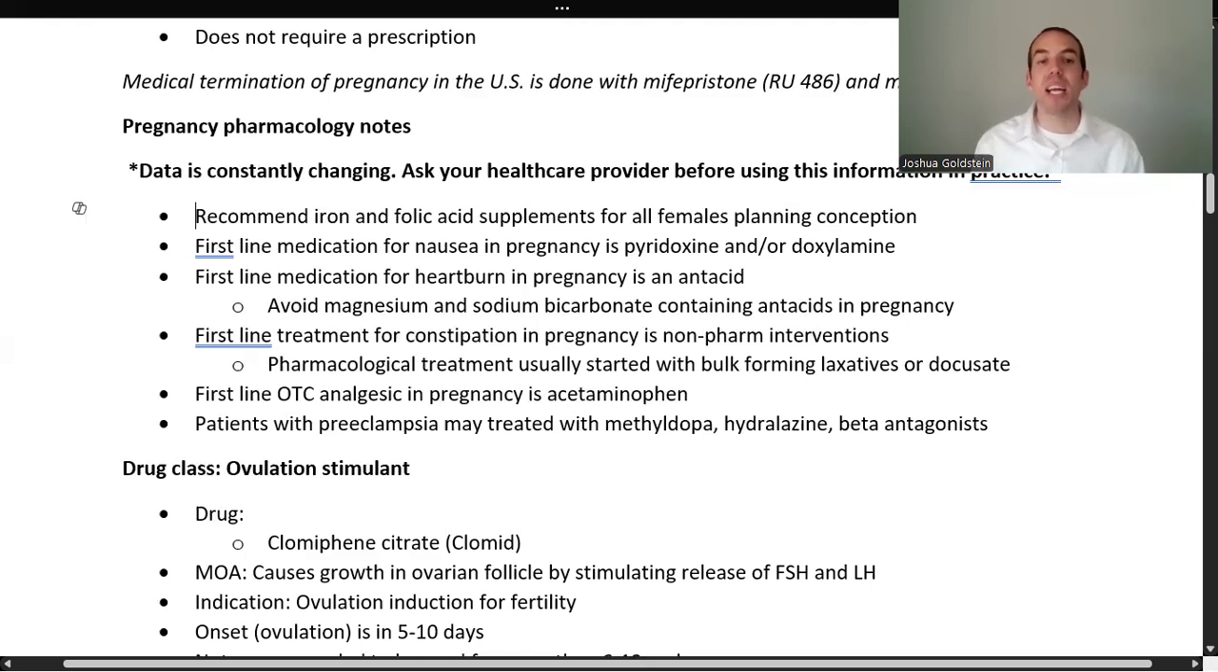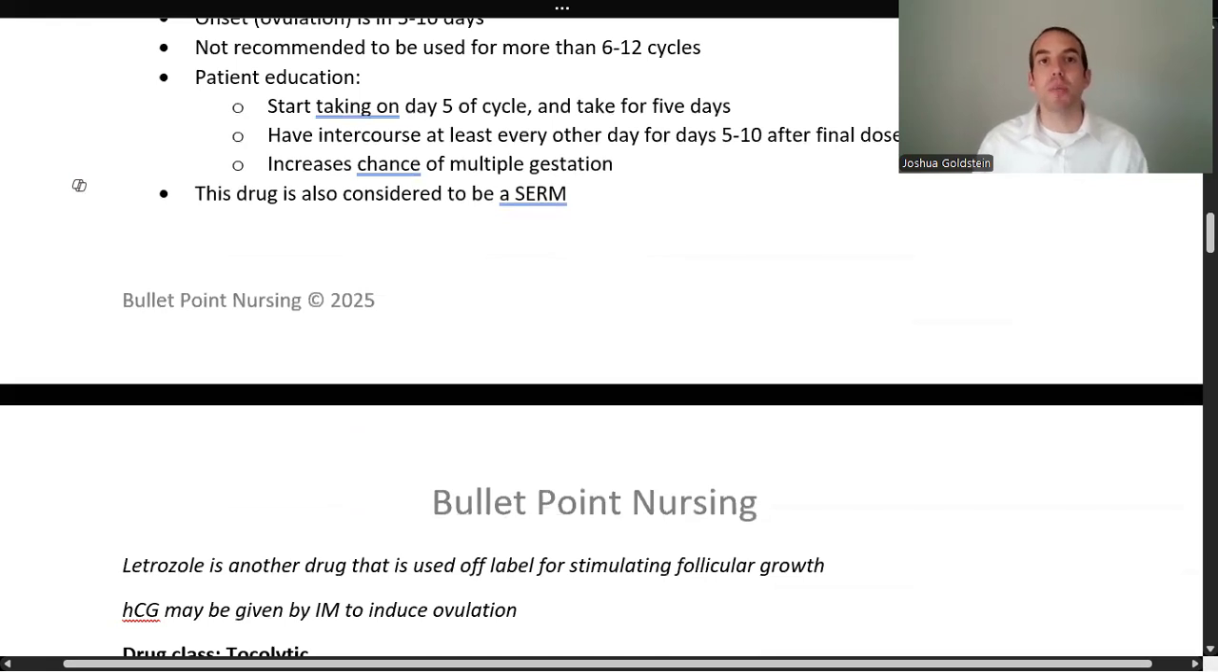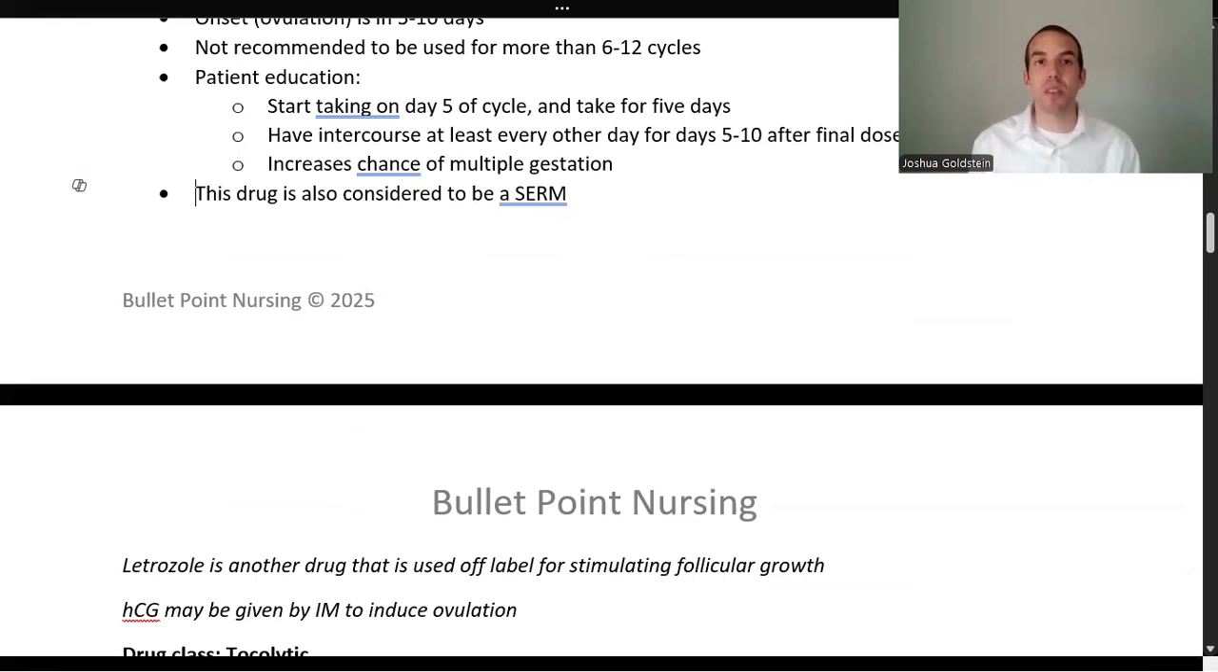What is it used for? It's used to induce ovulation. Generally, when a patient takes this medication, ovulation happens within 5 to 10 days of finishing the medication. So the patient is going to take the pill starting on day 5 of their cycle. If their bleeding started today, on day 5, they're going to start taking the clomiphene. They're going to take it for 5 days. And then starting 5 days after that, they're recommended to have intercourse every day or every other day for the next 5 days.